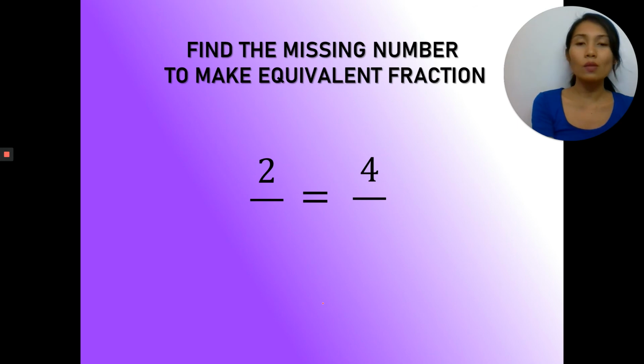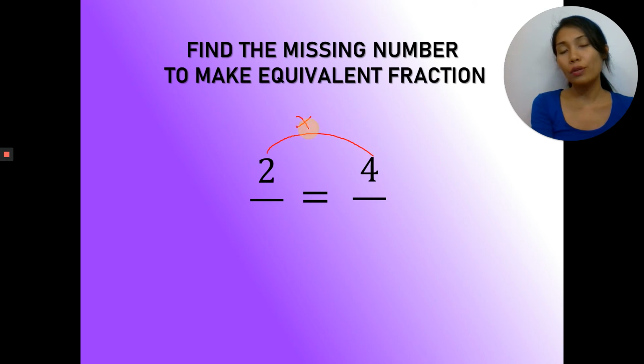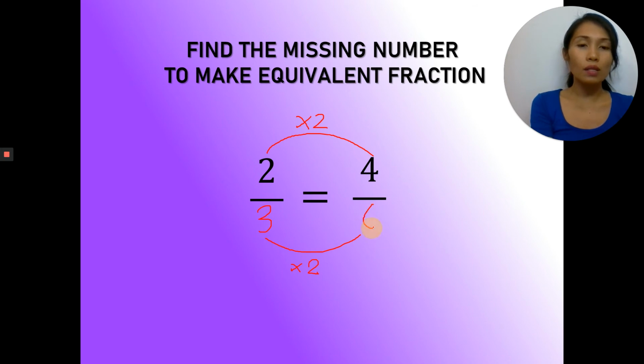Okay, let's try this one. The missing numbers are the denominators. So what are we going to do? Let's try multiplying 2, what factor are we going to use? 2 times 2 equals 4. Now let's try to make any number and multiply it to 2. Let's say 3. 3 times 2 equals 6. So that means 2/3 is equal to 4/6.